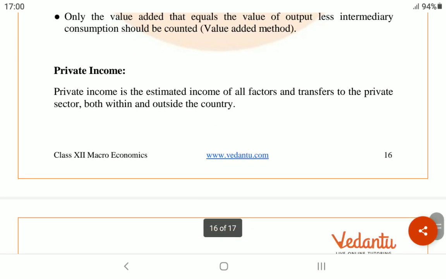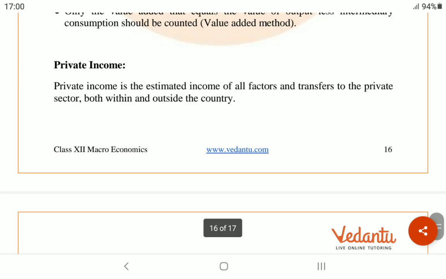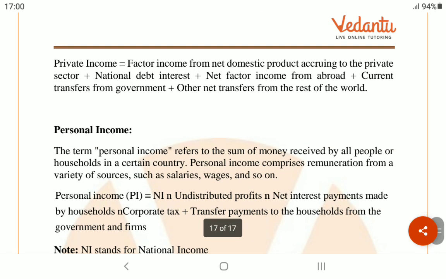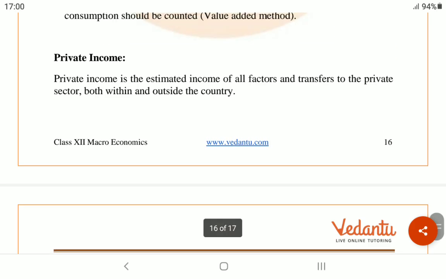Next is private income. It is the estimated income of all factors and transfers to the private sector both within and outside the country. Private income is equal to factor income from the net domestic product accruing to the private sector plus national debt interest plus net factor income from abroad plus current transfers from government plus other net transfers. So this is a big thing, private income.